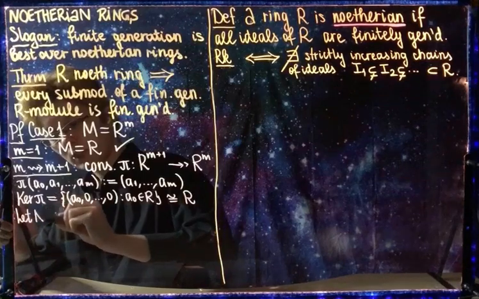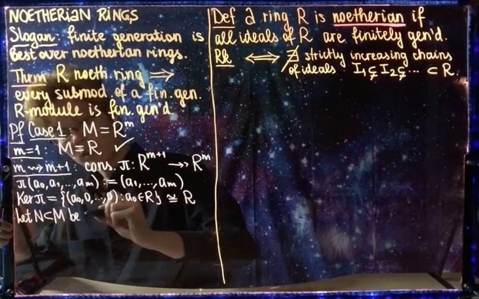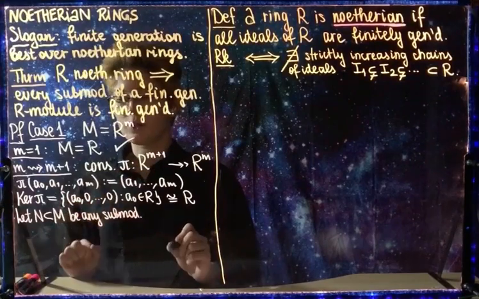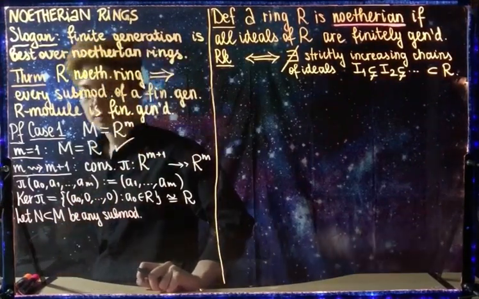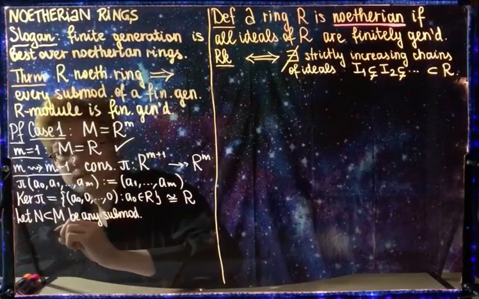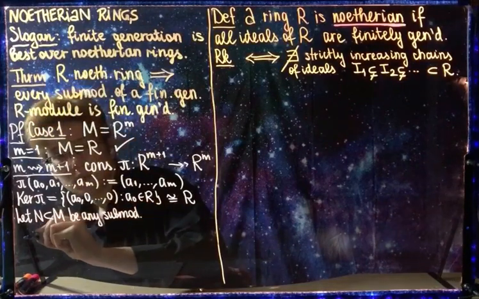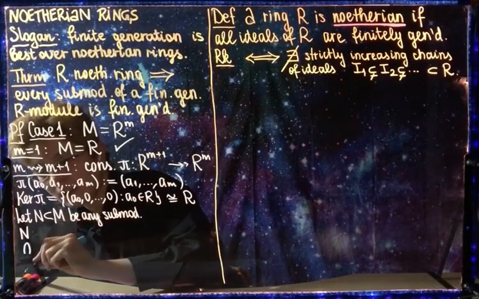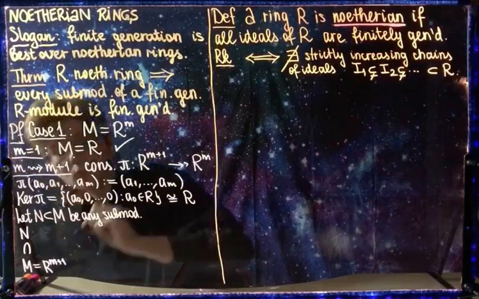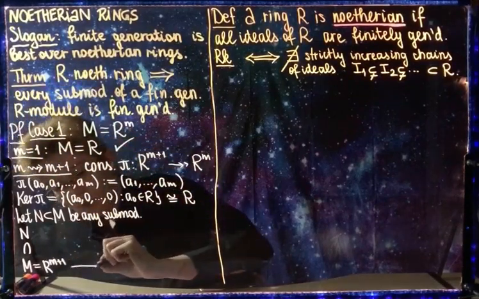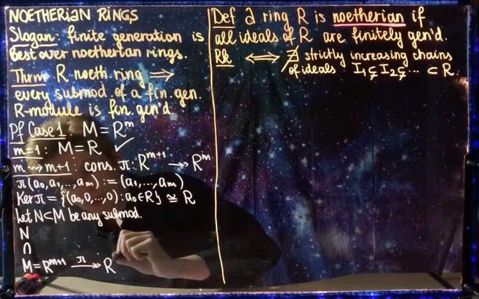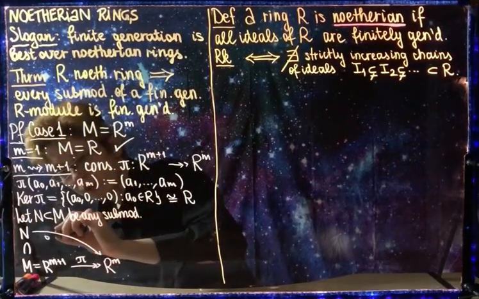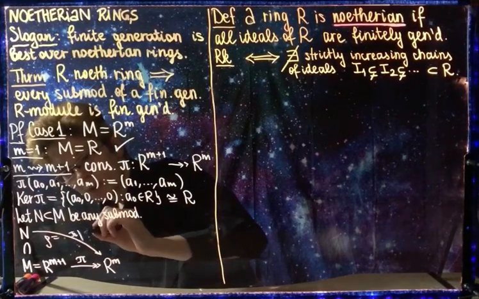Now let N in M be any submodule. And I want to prove that it is finitely generated. So N is contained in M, which is R^(m+1). And we have a projection pi from R^(m+1) to R^m. And I want to denote this composite by rho. So rho is equal to pi restricted to N.